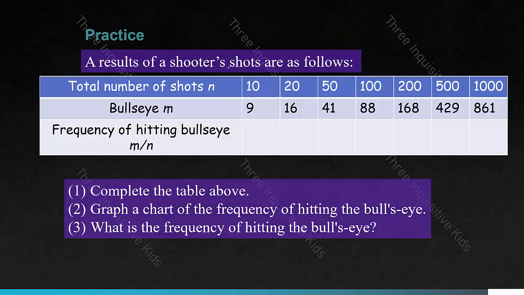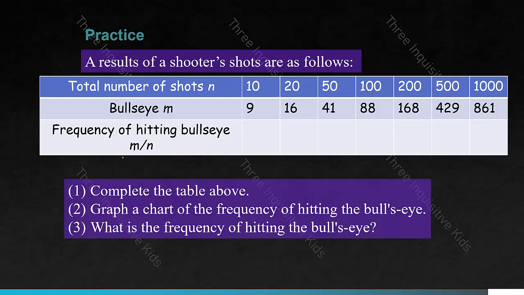The results of a shooter's shots are as follows. First, I want you to complete the table above. Then, graph a chart of the frequency of hitting the bullseye, and then answer this question. What is the frequency of hitting the bullseye? Here we have our data. So after 10 shots, the bullseye was hit 9 times. After 20 shots, the bullseye was hit 16 times, and so on.